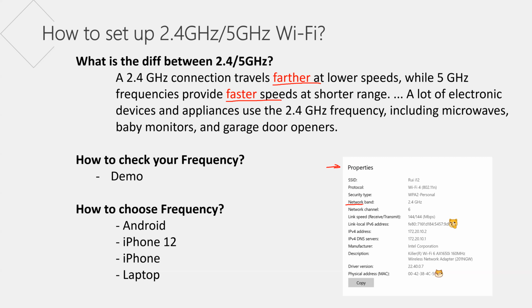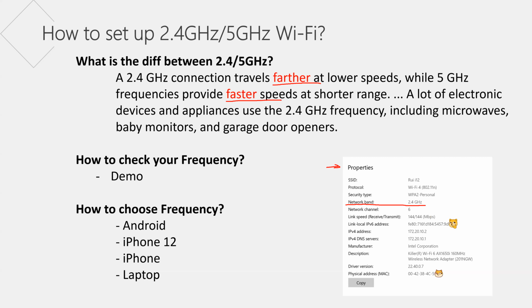Then you can see there's a network band. It is 2.4 gigahertz for mine. So you can use this way to check your bands or frequencies for your Wi-Fi signal. And then, how to create a 2.4 gigahertz or 5 gigahertz hotspot.